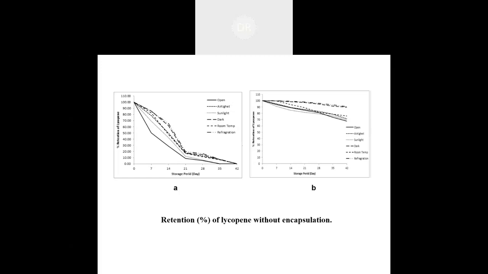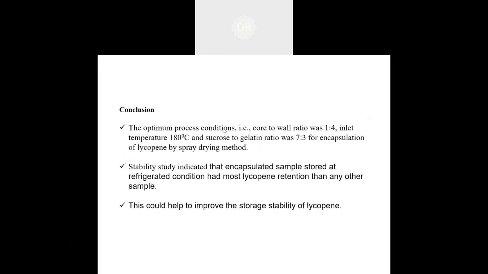Next, this was the conclusion of the study. The optimized process conditions for the wall material ratio of 1 is to 4, inlet temperature 180 degrees centigrade, and sucrose to gelatin ratio of 7 is to 3 for the encapsulation of the lycopene by the spray drying method.